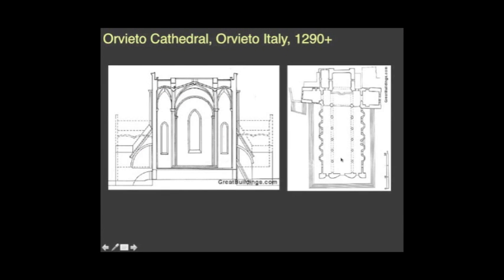So here's Orvieto, and just looking at the section and looking at the plan makes you realize this is a really different conception of Gothic than the conception of Gothic we had in the northerly examples that we had looked at earlier. For one thing, the aisles are as tall as the nave, and that's a bit surprising. And for another thing, these windows are just punched.